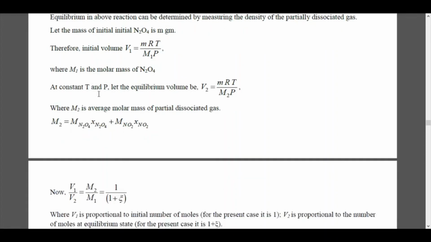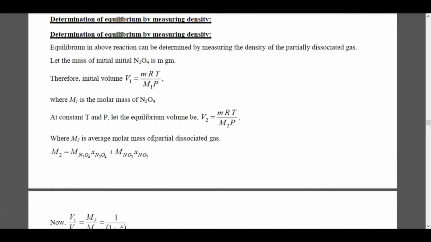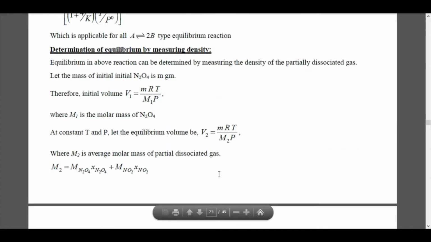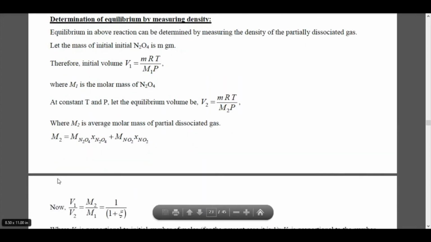Then at constant temperature and pressure, this is the initial volume V1. Let the equilibrium volume be V2. Now how is the equilibrium volume defined? Small m divided by M2 times RT by P. What is M2? M2 is the average molar mass of the partially dissociated gas. So N2O4 is dissociated into NO2. How is M2 given? M2 is given as the molar mass of N2O4 into the mole fraction of N2O4 plus the molar mass of NO2 into the mole fraction of NO2.